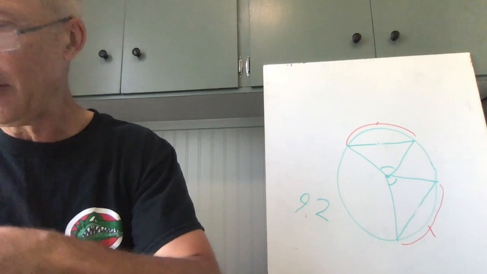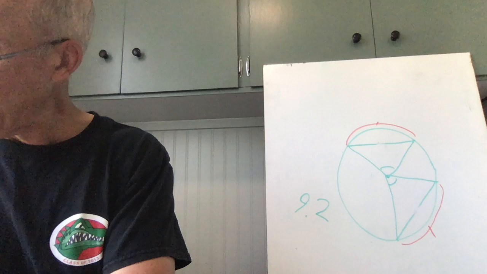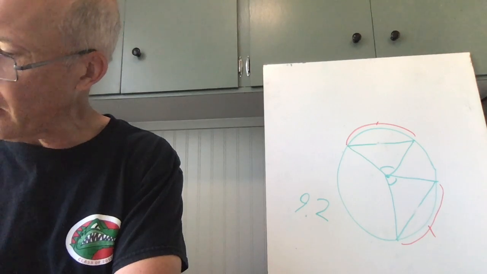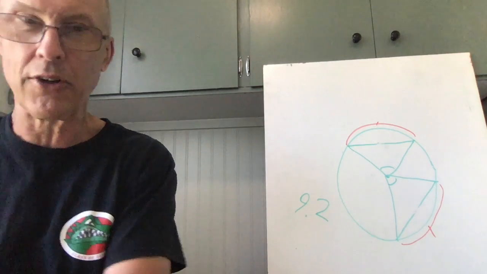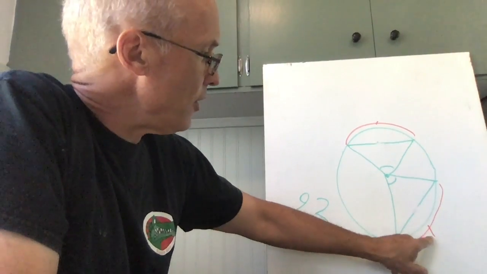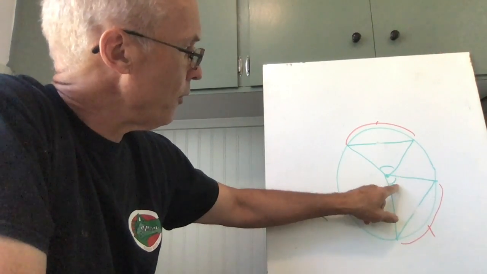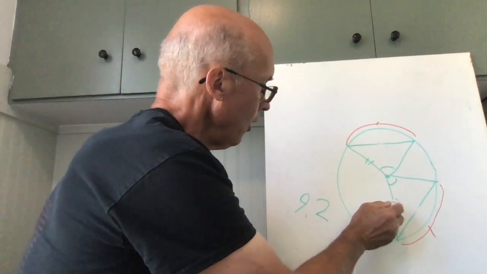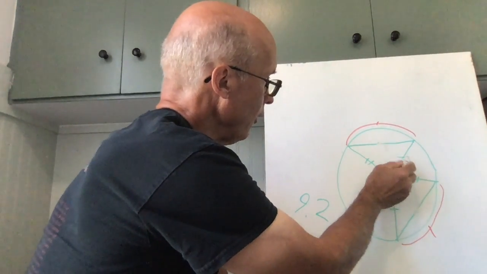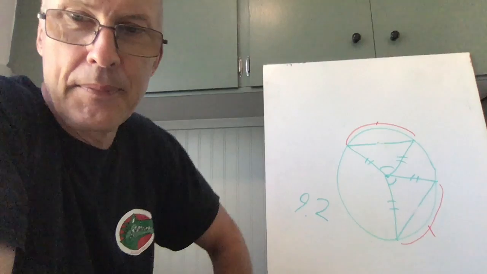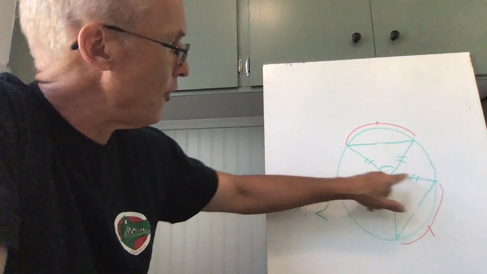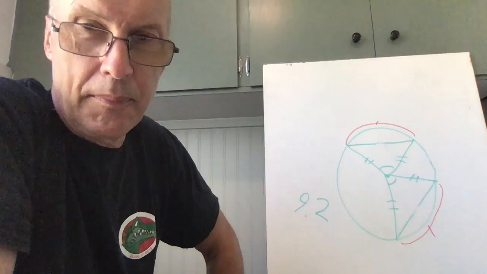Give me a second. Yes, it's theorem 9.1. In the same circle or in congruent circles, two minor arcs are congruent if and only if their central angles are congruent. So if these two arcs are congruent, then we know these two angles are congruent. Furthermore, we know that all of these are the same, right? Do you see why? Because they're all radii. They're all going from the edge of the circle to the center. So we know all those are the same.